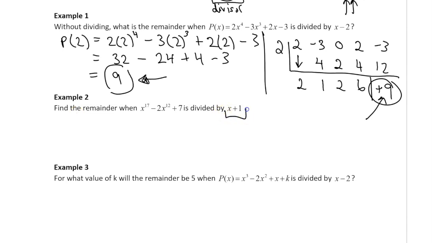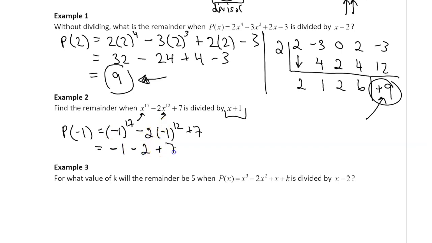If it's being divided by x plus 1, we can have negative 1 substituted in for our x's, and we would get something that we can answer quite quickly. So here we get negative 1 to the 17 is an odd number of negatives, so we're going to have negative 1. Then we're going to say minus 2 plus 7, and then we would get negative 3 plus 7, so we would get positive 4. So we get a remainder of positive 4.